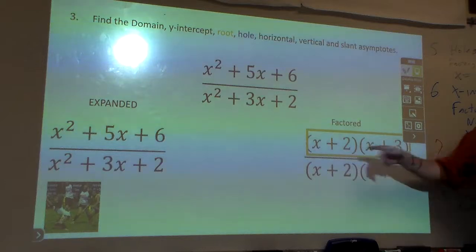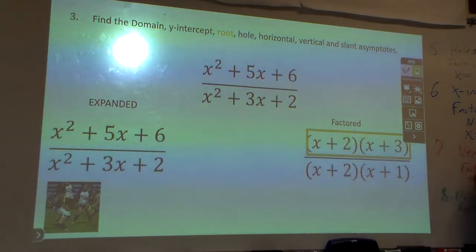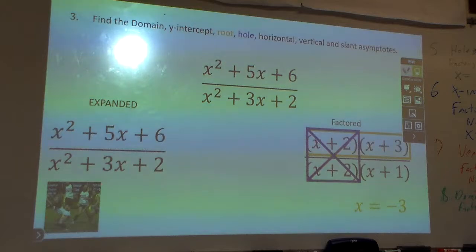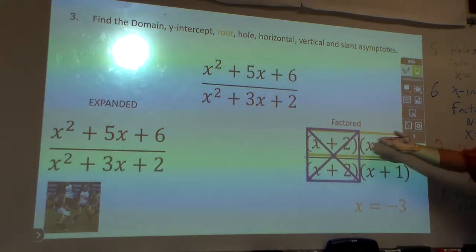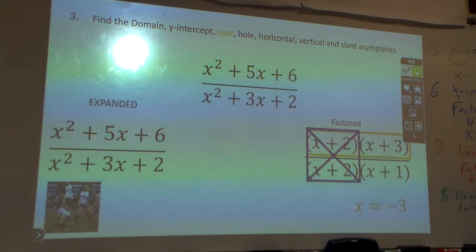Number 3. Here we have the top, but what did I say about holes? There's also a hole, so that kicks out that part of the answer. So the only answer is what? X equals -3. We're just looking at the top. The rest doesn't matter except for the hole part. We can't have the same thing in the denominator.